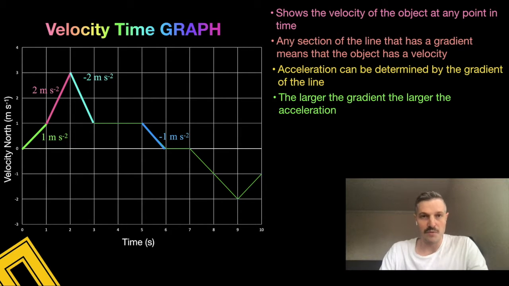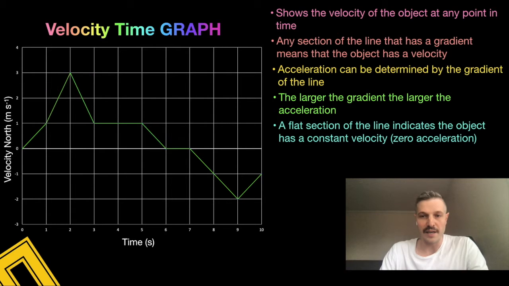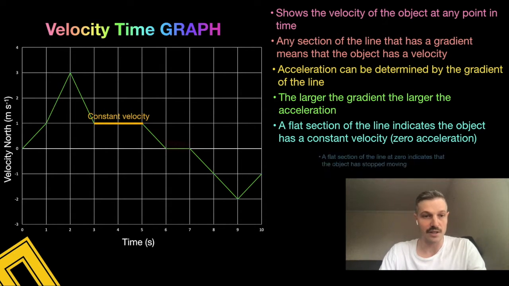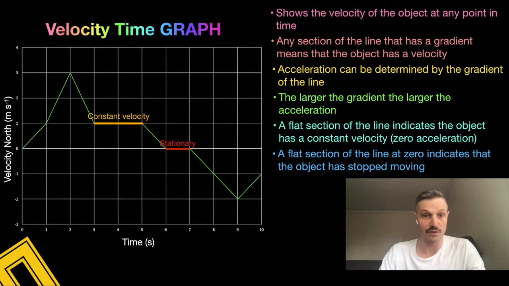Now, if you understand that, it should be quite obvious that a flat section of the line indicates the object has a constant velocity, i.e. the velocity is not changing, it's staying the same, constant rate. So it has zero acceleration. If that flat section happens to be on the zero axis, it indicates that the object has stopped moving because it has no velocity, so it must be in the same spot.